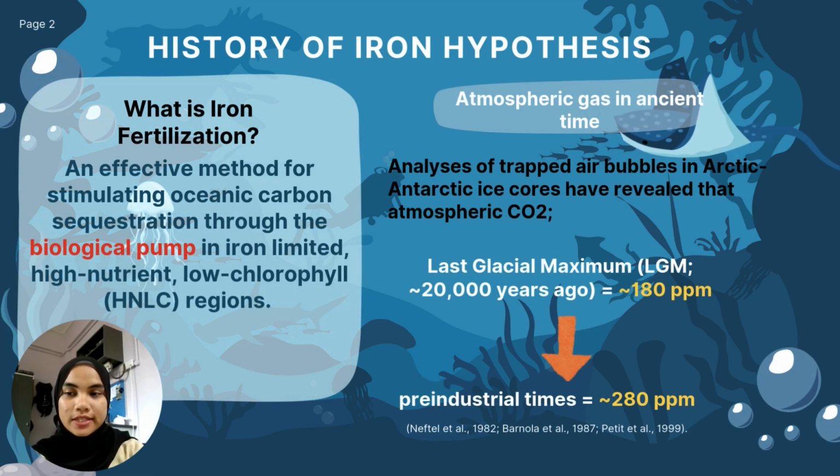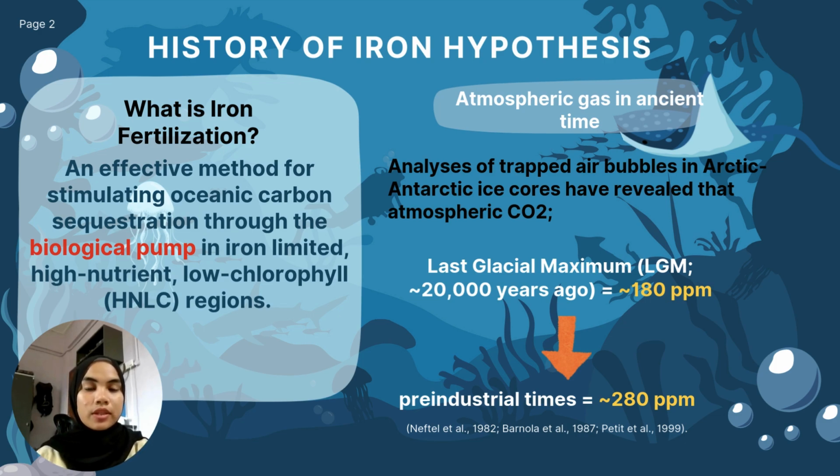What is iron fertilization? In certain parts of the ocean, there are zones called high nutrient, low chlorophyll zones, where there's plenty of nutrients except one critical ingredient, which is iron. Phytoplankton struggle to grow due to a lack of iron, a vital nutrient. It's like having a garden with soil, sunlight, and water, but no fertilizers. Without iron, phytoplankton can't thrive.